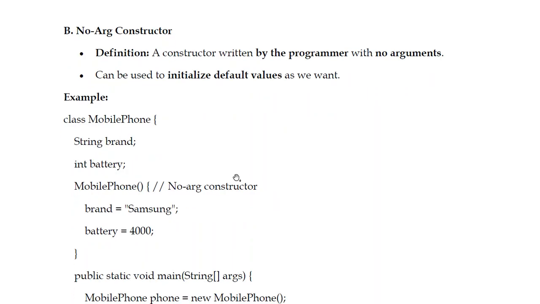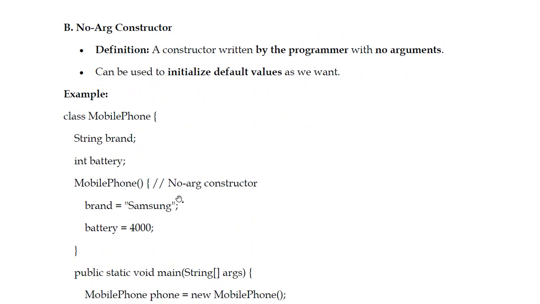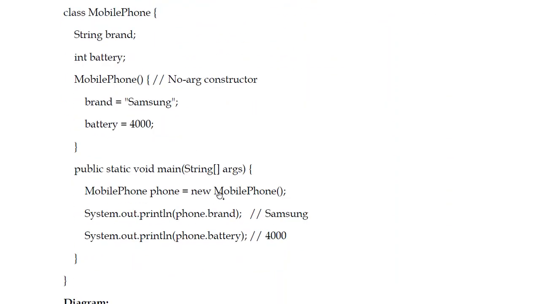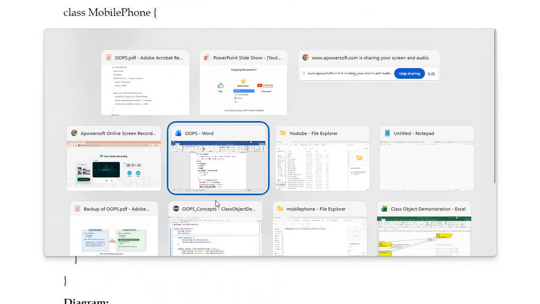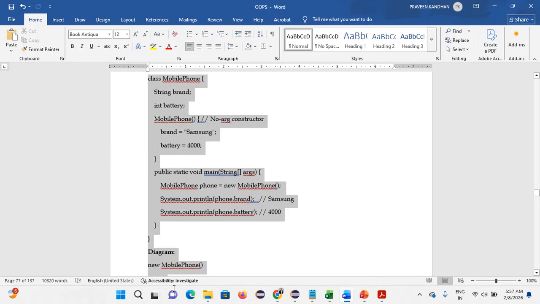Next, today's agenda, no argument constructor. We are writing a constructor, but with no arguments. That is what a no argument constructor is: a constructor written by the programmer with no arguments. It can be used to initialize default values as we want. I'll show you a real-time example, then you can easily understand, and you can copy paste this code to save time.